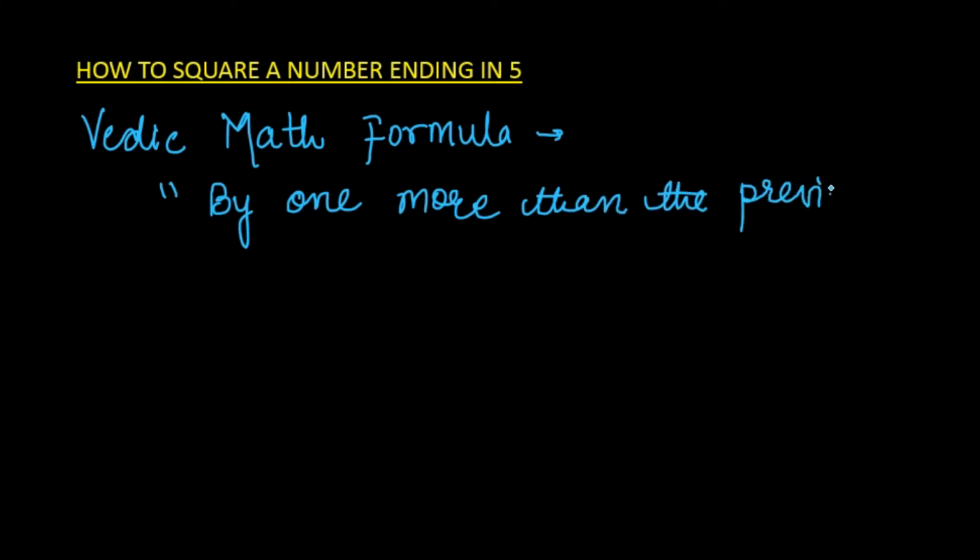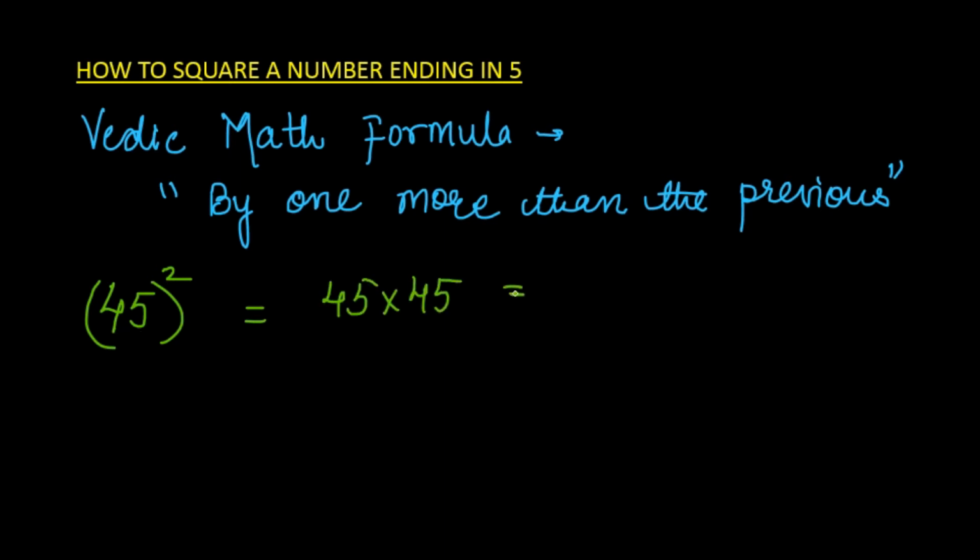Now let us see how this formula is applied while we find the square of a number. So let us take any 2-digit number which ends in a 5. Say we take 45 and we need to find the square of 45. The rule says that the last 2 digits of the product 45 into 45 will always be equal to 25.